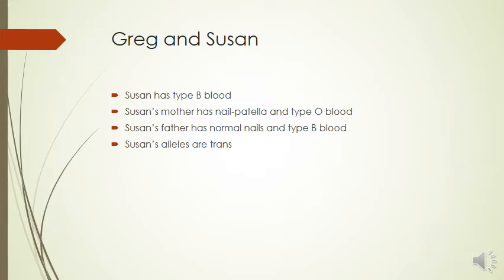Her alleles are trans because we see that Susan got the dominant allele B from her father, and her blood type is actually BO. Her genotype is BO. And Susan's mother gave her the Nail-Patella syndrome gene. Therefore, Susan's alleles are in trans.